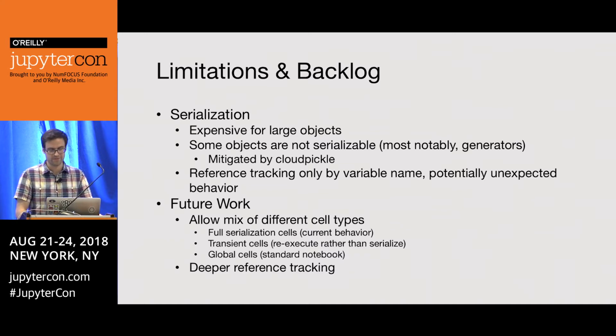Also, this one is fixable, I think, but the way that I'm doing reference tracking, as I described in the previous slides, is by variable name only. So the behavior is potentially unexpected if you have multiple variable names that reference the same object, and then you mutate one of them. I'm only going to be tracking one of those. So you could do deeper reference tracking to mitigate that, I think. But I haven't really explored that.